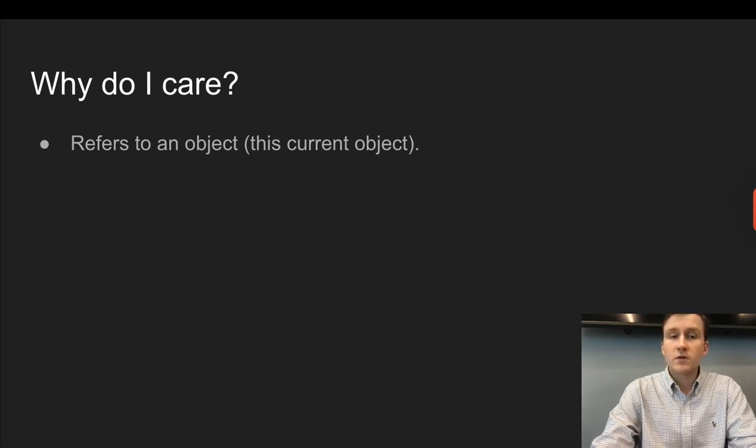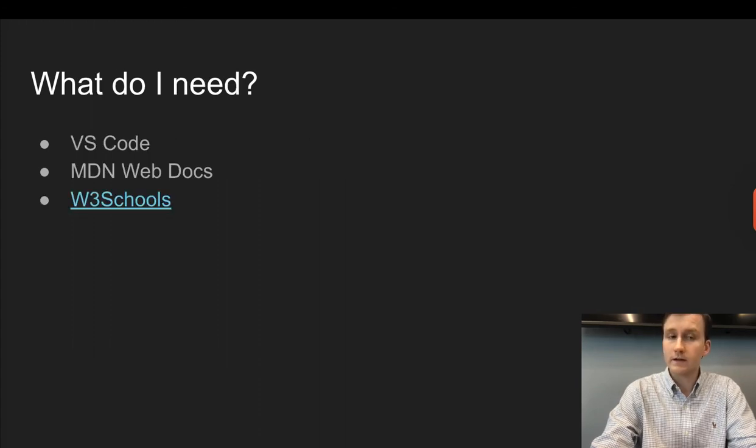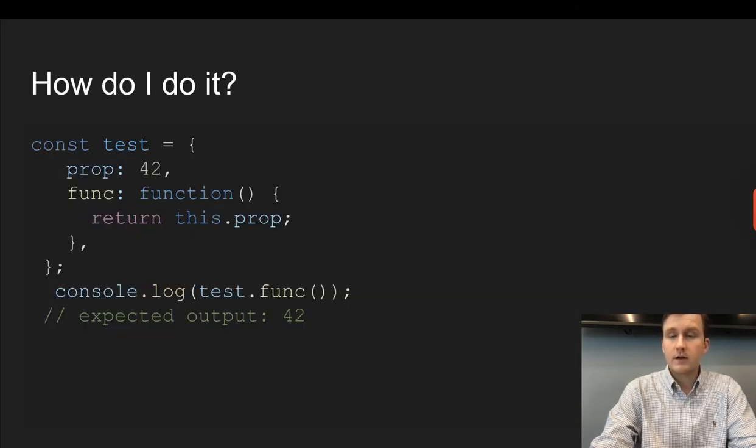All right, so why do I care? This refers to an object. What do I need? VS Code, Mozilla developer documentation, and W3Schools. How do I do it? Take the example shown above and change it to print out the sum of 42 and 20. Now you give it a shot.